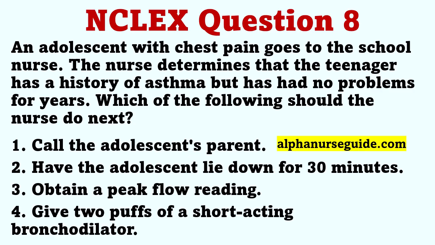The correct answer is 3. Problems of chest pain in children and adolescents are rarely cardiac. With a history of asthma, the most likely cause of the chest pain is related to the asthma. Therefore, the nurse should check the adolescent's peak flow reading to evaluate the status of the airflow. Calling the adolescent's parent will be appropriate, but this will be done after the nurse obtains a peak flow reading and additional assessment data. Having the adolescent lie down may be an option, but more data need to be collected to help establish a possible cause. Because the adolescent has not experienced any asthma problems for a long time, it would be inappropriate for the nurse to administer a short-acting bronchodilator at this time.